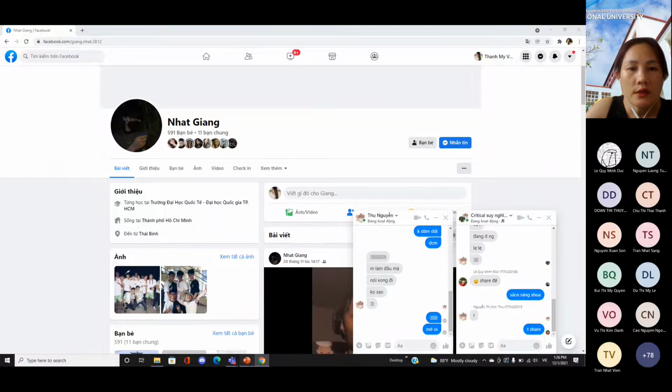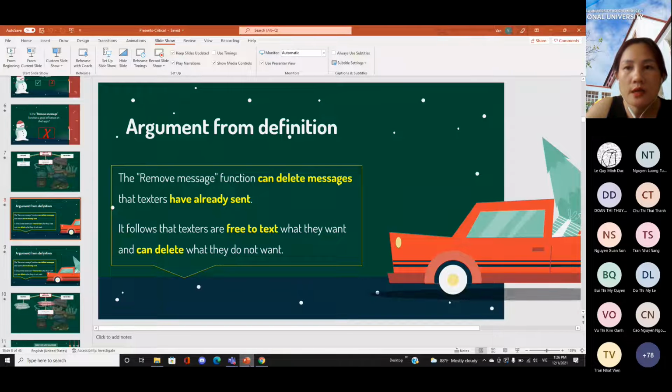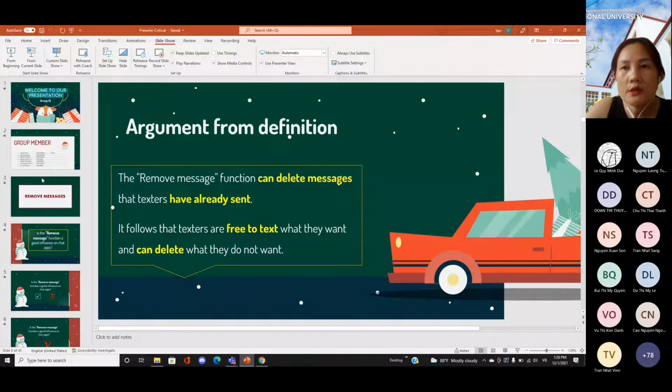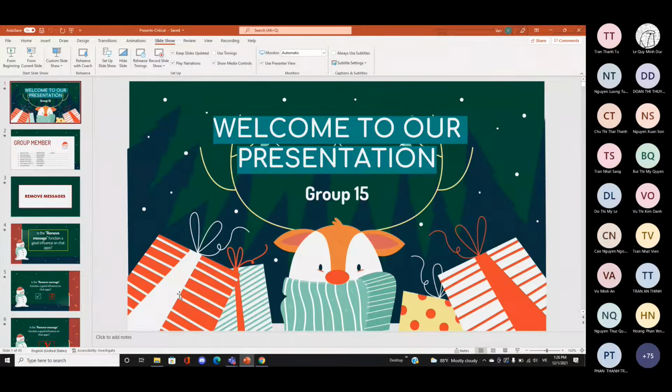So now we are looking at the screen from group 15, so I will turn off the camera to save time. Minh Trí, you want to say something? Oh, your hand is up. Okay, 15, please start the slideshow and present.